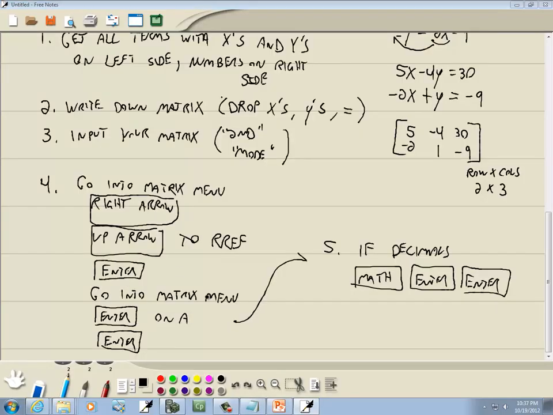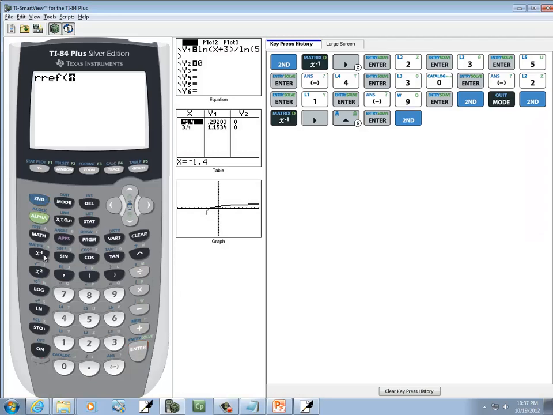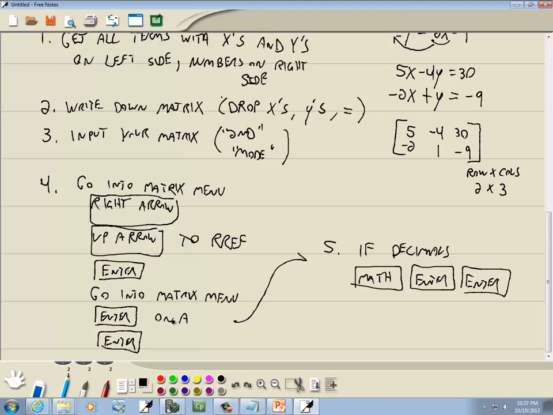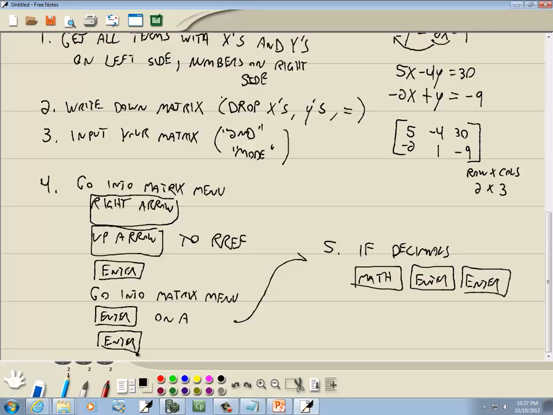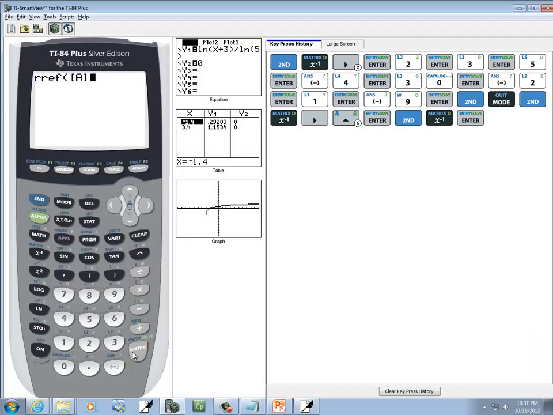And then go into the matrix menu again. So we'll do second x to negative 1. Now I say do enter on A. You notice how A is already highlighted under names? We just press enter. And then you say I have another enter.